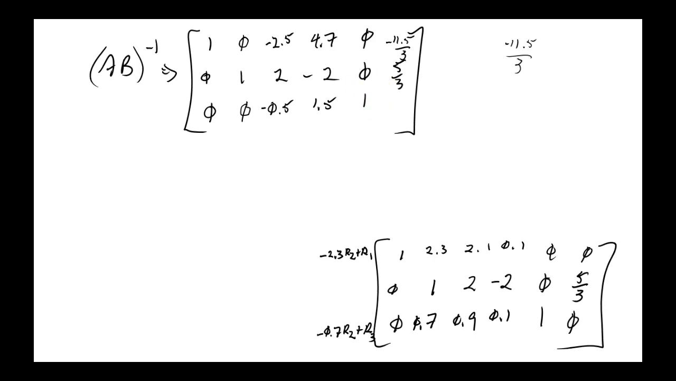And negative 0.7 times a 5/3, I believe, is going to be a negative 3.5 over 3 plus 0.